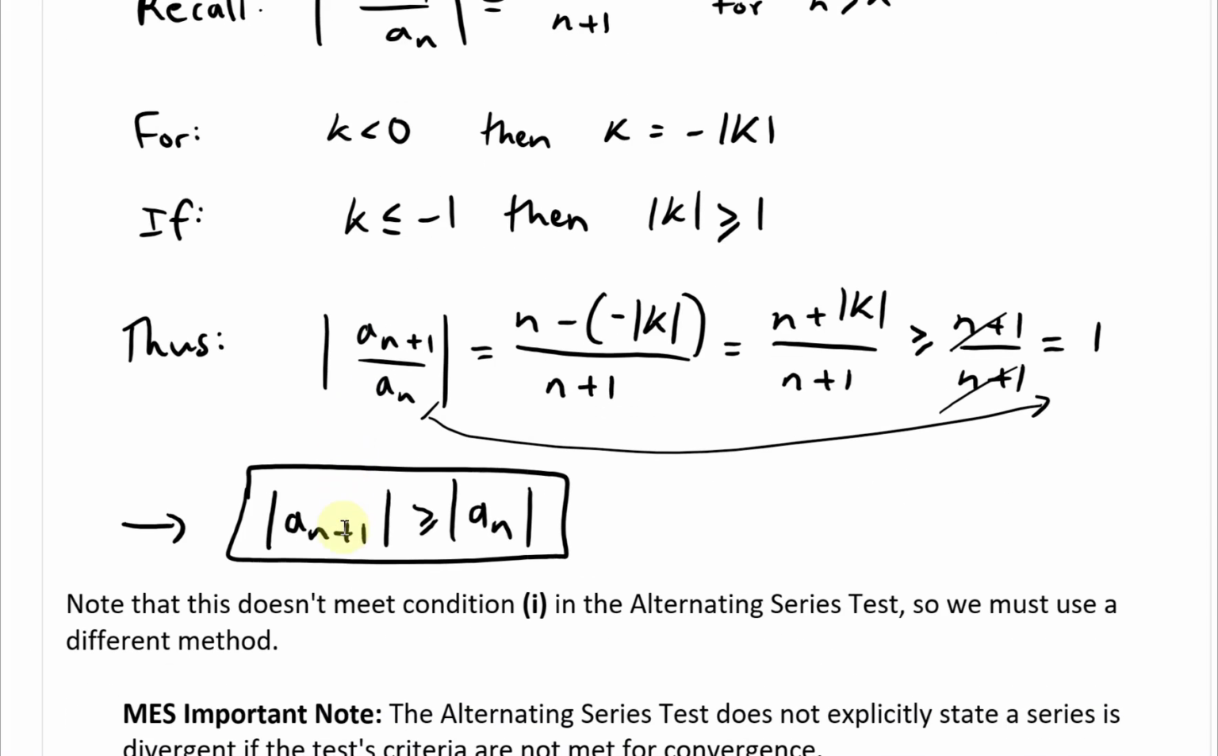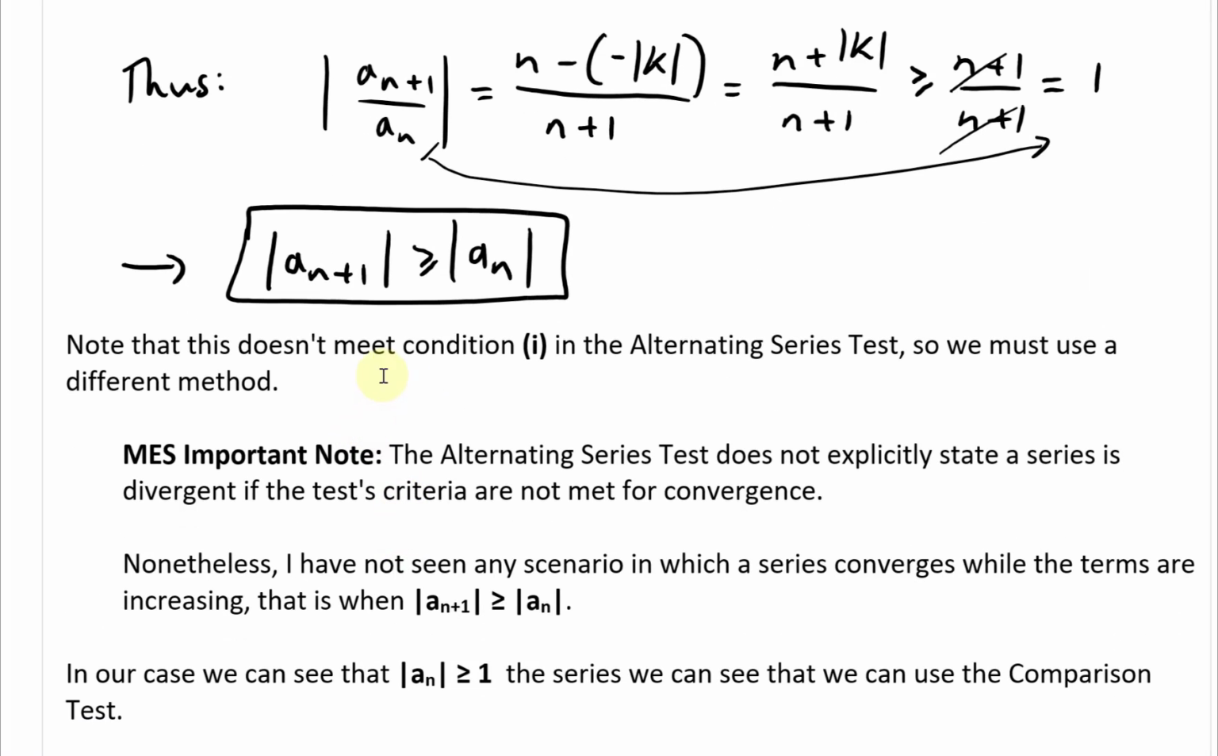What this means is that it's increasing. So the terms are increasing: the absolute value of an plus 1 is always going to be greater than the absolute value of an. The absolute values of the terms are getting larger and larger. So note that this doesn't meet condition I in the alternating series test, so we must use a different method.